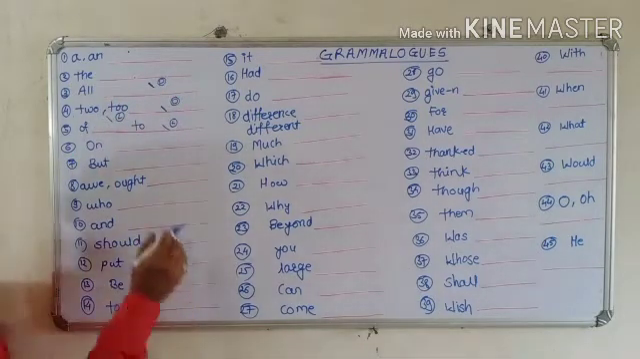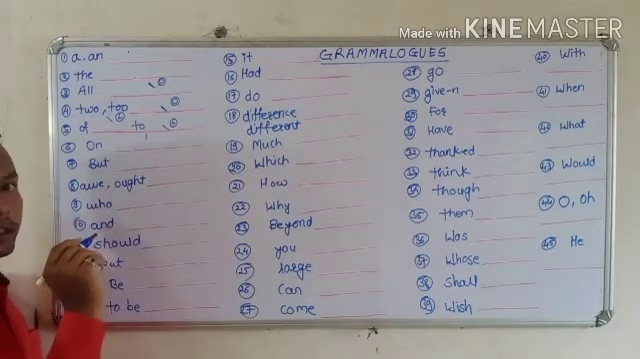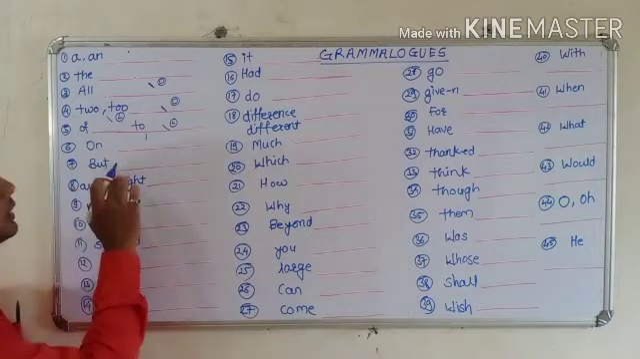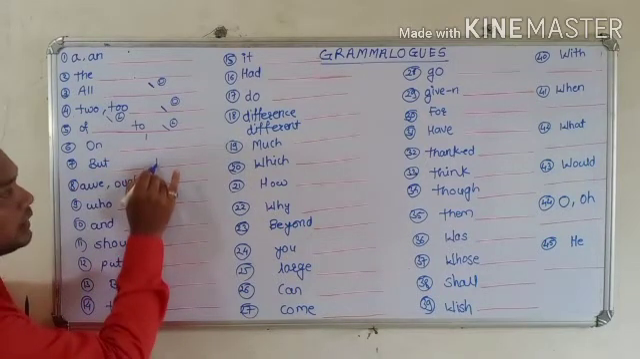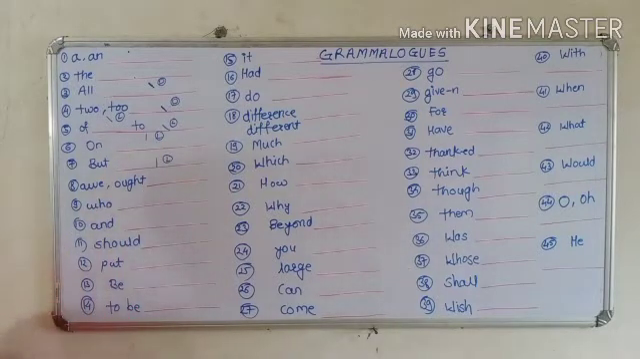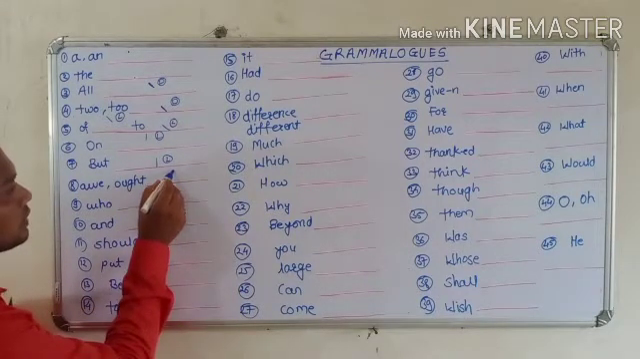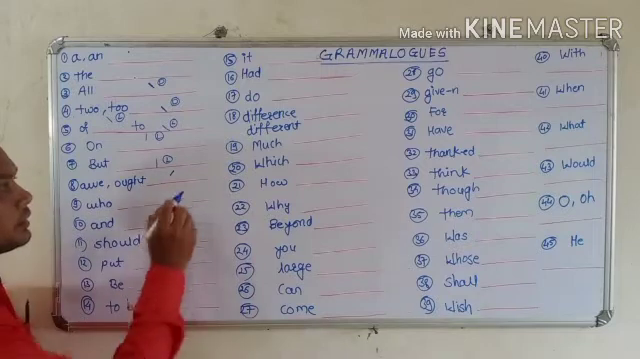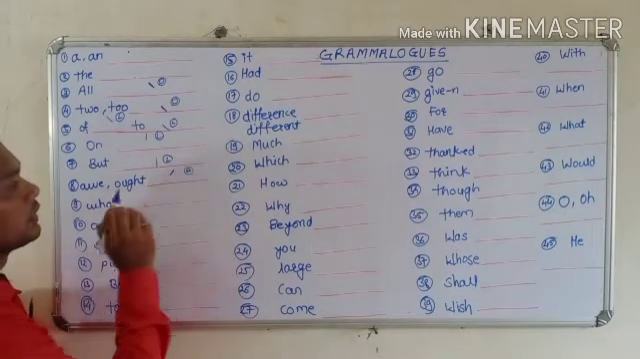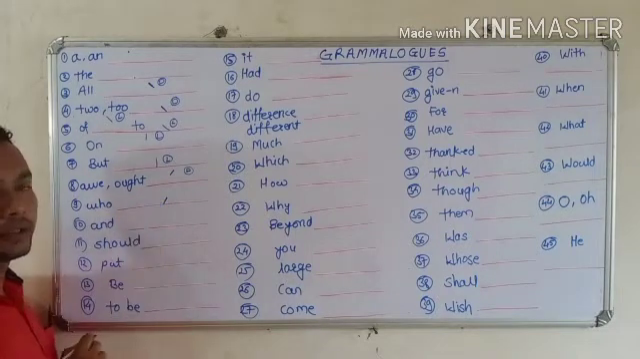Okay, now for "on" we need to draw a light dash above the line, is that clear? And for "but", draw a light stroke on the line. Okay, the next is "awe" and "ought", is that clear? For "ought" there is a dark dash, and for "who" there is a dark dash on the line.